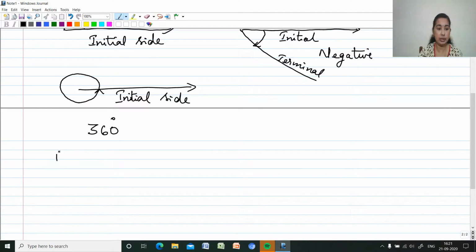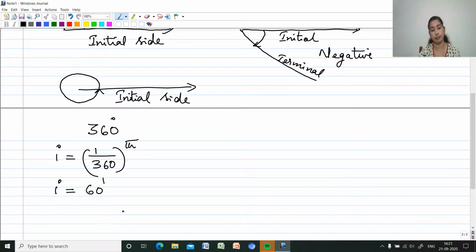So what is 1 degree? 1 degree means it is 1 by 360th of a revolution. And how to write smaller angles? 1 degree can be written as 60 minutes. Again it can be further divided. 1 minute can be written as 60 seconds. So seconds is the lowest form of degree.